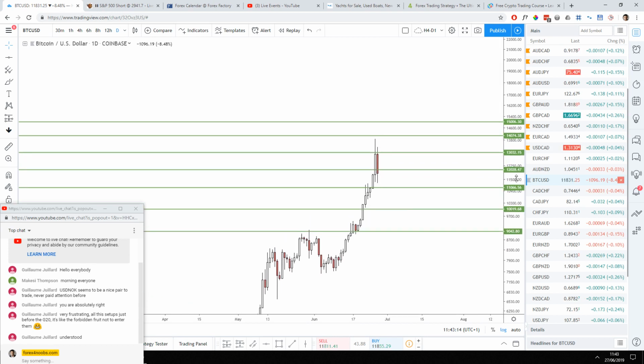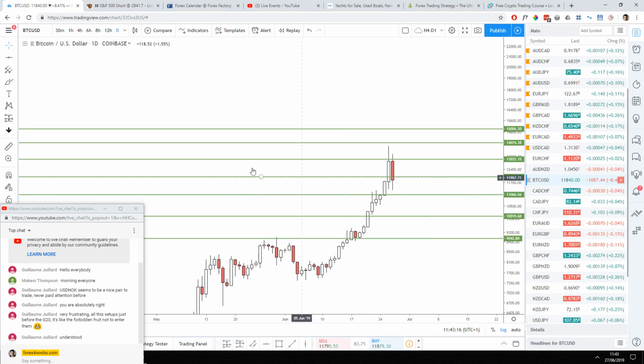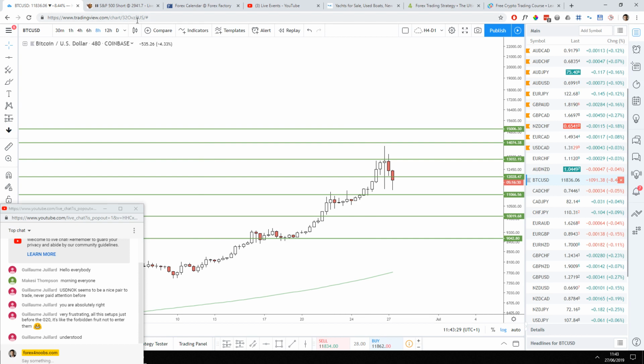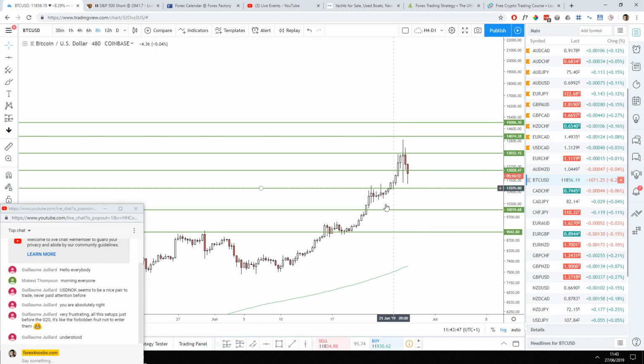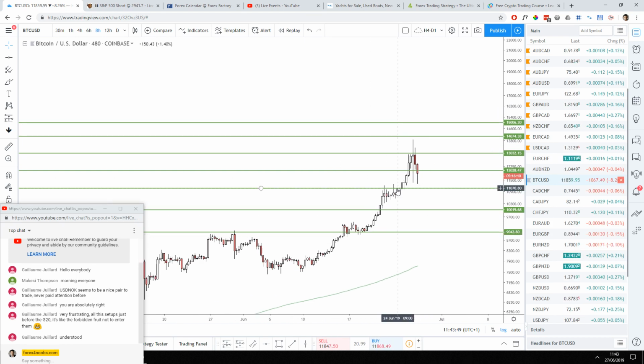Now, one thing for those of you who are trading Bitcoin, who are interested in trading Bitcoin, is keep an eye on these psychological levels. Psychological levels are rounded numbers like the 12,000, 13,000, 14,000, 15,000. It seems to react very well to those psychological levels. Yesterday, Bitcoin went absolutely nuts, shot up a long way, came back down, and it's now hovering around about 12,000. But overall, it looks like we are going to see a continuation up on Bitcoin. And I'm really interested to see where it goes from here.